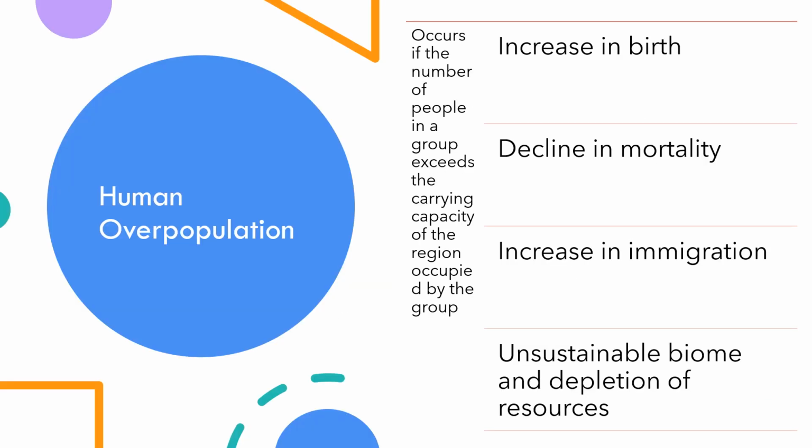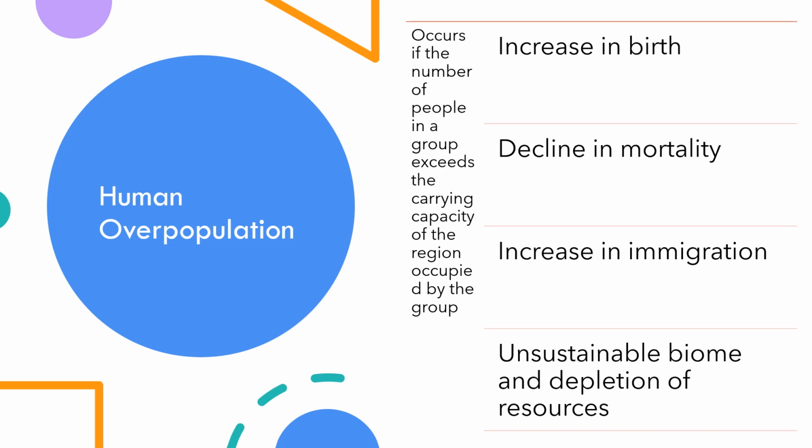So human overpopulation occurs if the number of people in a group, and when we're talking about group, we're talking about an amount of people within a specific plot of land, exceed the carrying capacity of the region occupied by the group. So what that means is that you have more people in an area than what the area can actually hold, meaning that there may not be enough resources, there may not be enough space, things like that.